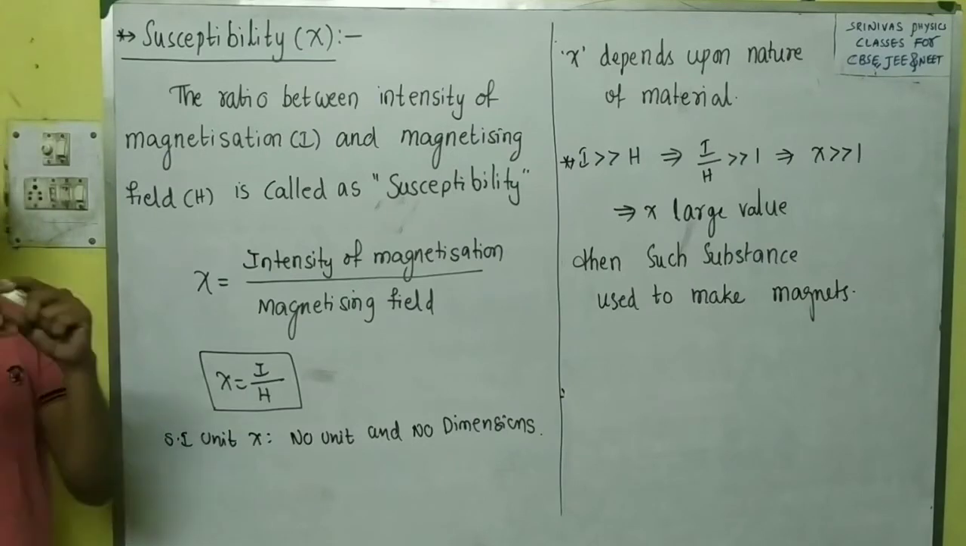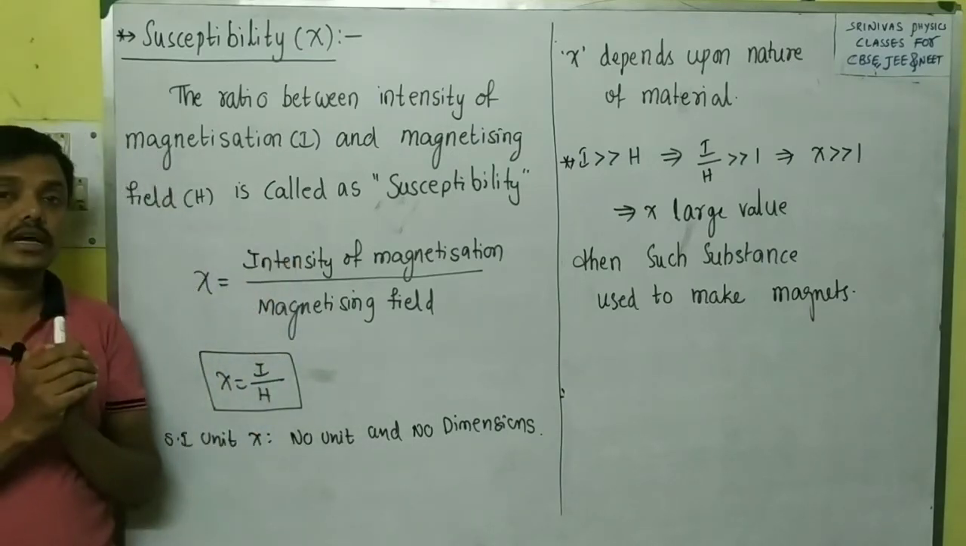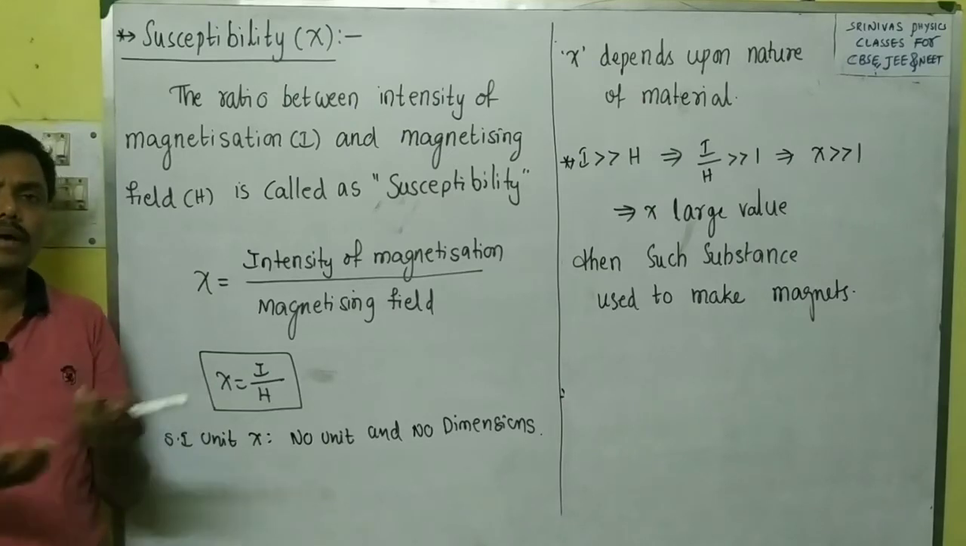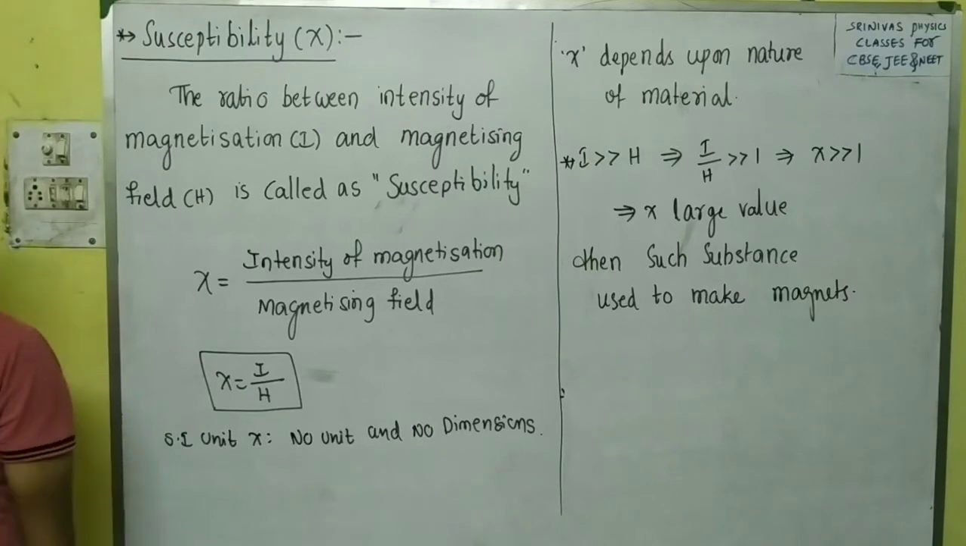For example, here we are placing a magnetic substance in an external magnetic field. What is the total magnetic field produced? That is what I am going to derive. Take a screenshot and note it.